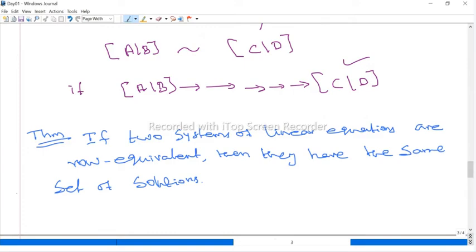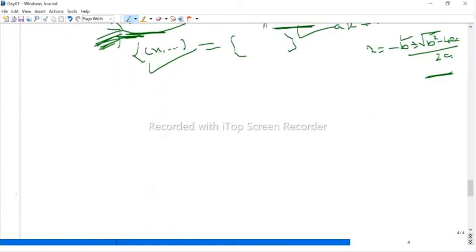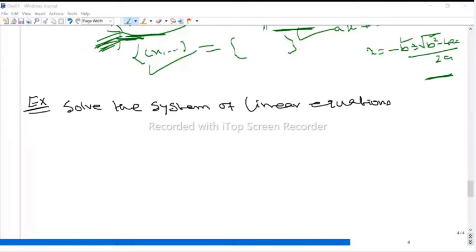So we have to do the elementary row operations. Maybe we solve one problem on systems, to see how to solve it. So we take the problem. Example: solve the system of linear equations. If you have any doubt, you can unmute and then ask. Okay.